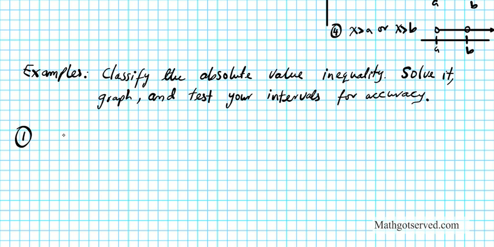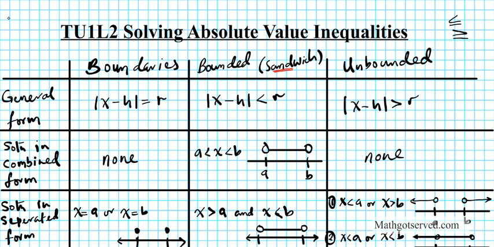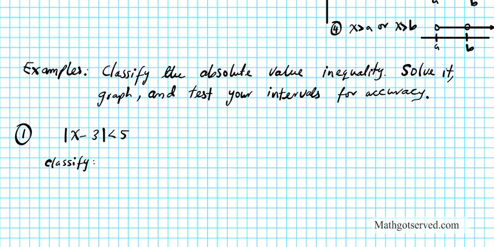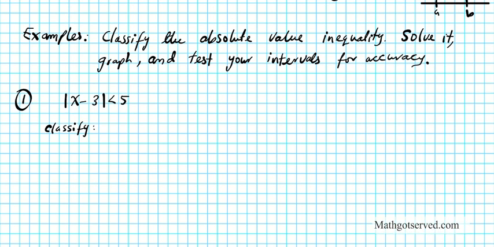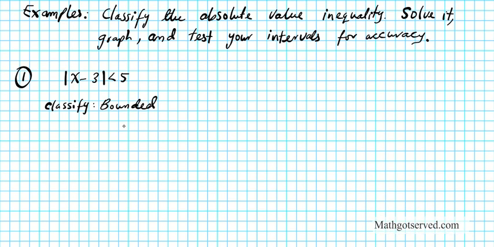What if we have the absolute value of x minus 3 is less than 5? All right. So first thing you want to do is you want to classify it. Is this boundaries, bounded, or unbounded? We'll go up to our table. You notice that less than is bounded because you're within the region. Okay, equal is boundaries, greater than is unbounded. All right, so the classification of this is bounded. All right, so we know what our graph is going to look like. It's going to look like a sandwich. All right, so there you have it. Now let's go ahead and solve.